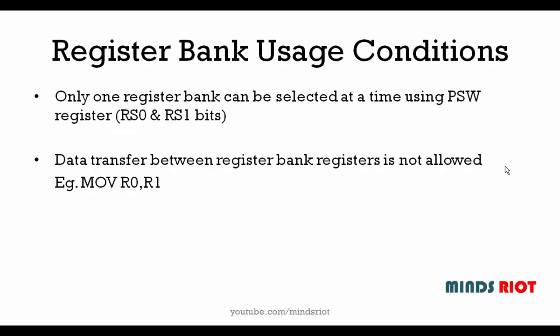Then register bank usage conditions. Only one register bank can be selected at a time using the program status word register. RS1 and RS0 are 2 bits that are used to select a particular register bank. This is the first condition. And the second condition: data transfer between register bank registers is not allowed. For example, MOV R0, R1. These register bank registers belong to the same register bank and it is an invalid instruction.